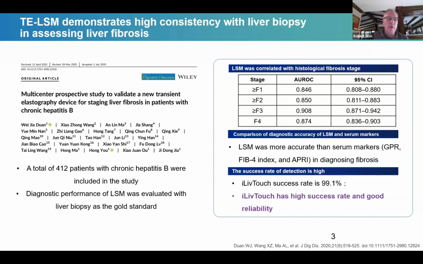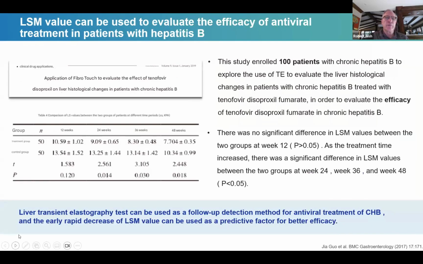And I've had multiple hands-on experiences where I was using the iLive Touch device, and I had a very high success rate in a variety of individuals, both with different forms of liver disease and also using it in normal patients as I was being trained on the tool itself. So, what about evaluating the efficacy, the treatment success of antiviral therapy?